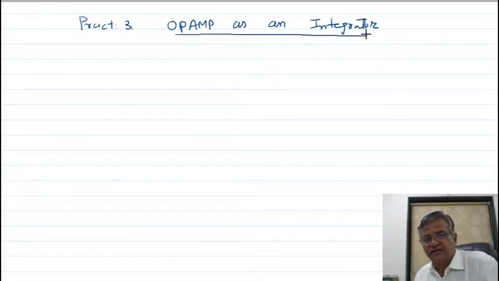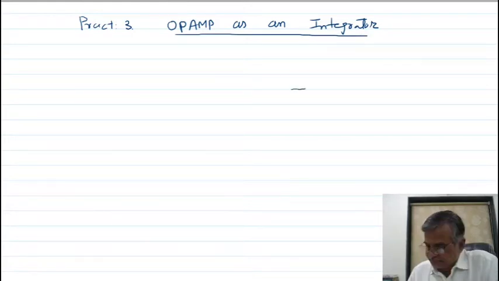Today we will see how you can design an integrator circuit with the help of an op-amp. Let us see the uses of the integrator circuit. It is used in an analog computer, in a wave shaping circuit, in measurement and control applications, and in an analog to digital converter. So there are so many applications of the integrator circuit.